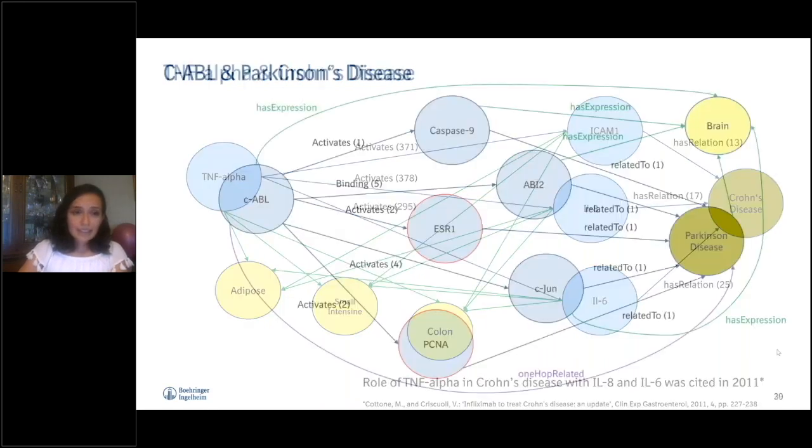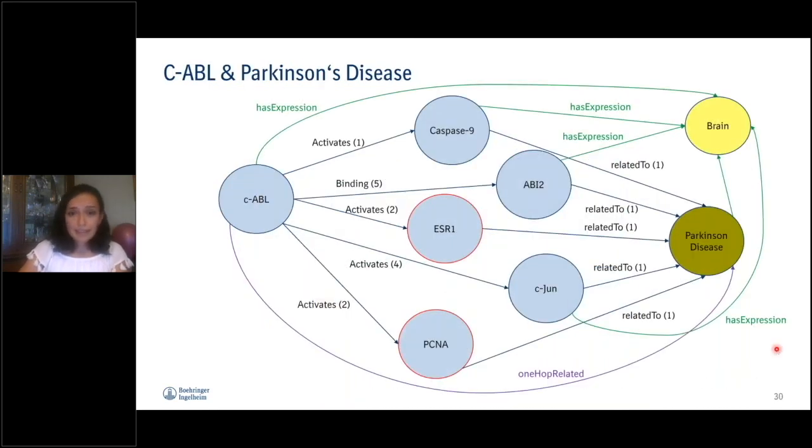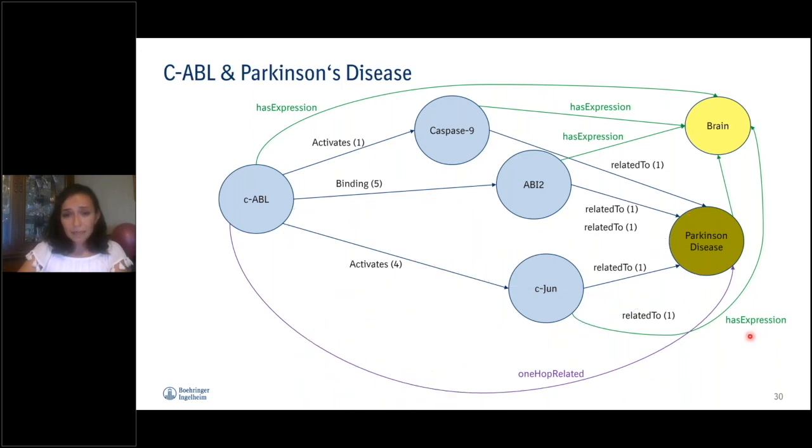And in another case, we looked for C-ABL and Parkinson disease. So there were only 5 paths between this disease and the target. And we eliminated ESR1 and PCNA because they didn't have the same tissue expression as these paths. And then from the remaining, we found that the link between C-ABL and Parkinson disease was via C-Jun. So these were just example cases to give you an idea.